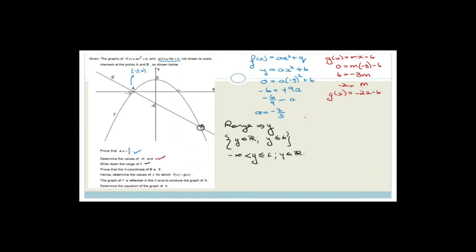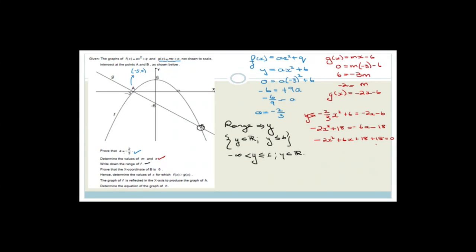Let's do this. We've got y is equal to -2/3 x squared, and the q was 6, plus 6, and we're letting that equal -2x minus 6, the g of x. So let's multiply everything by 3 to get rid of this 3 here. So we've got -2x squared plus 18 is equal to -6x minus 18. Let's take everything onto the one side. So we've got -2x squared plus 6x plus 18, and when you take this across, it becomes plus 18 equals 0.